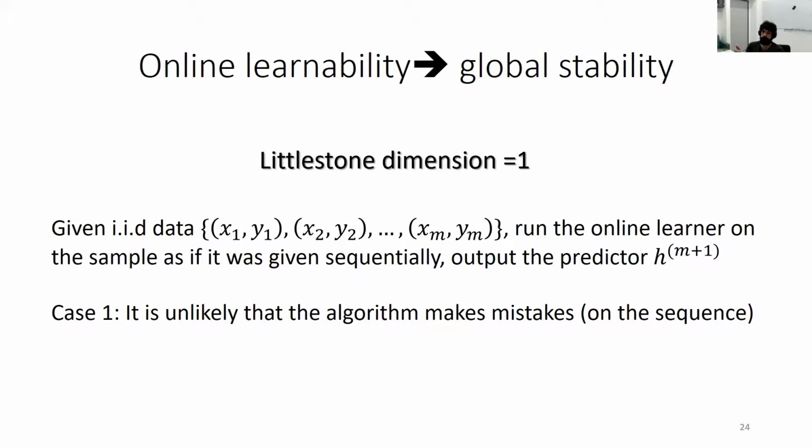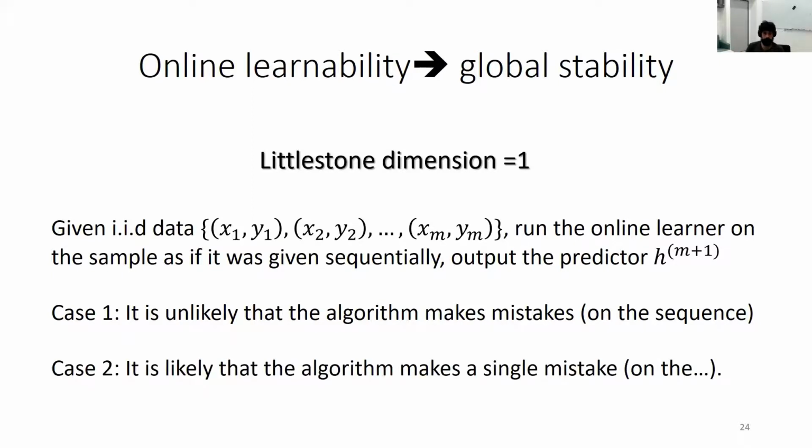The first case is that it is unlikely that the algorithm makes mistakes. So you give it a sample and it runs over it and doesn't make any mistakes. The second case is that it is likely that the algorithm will make a single mistake along the sequence. Obviously, likely and unlikely should be quantified, but I'm giving here a proof overview. So we're not going to do that.